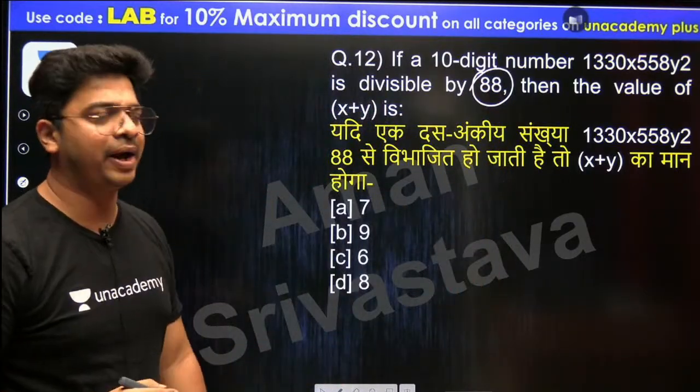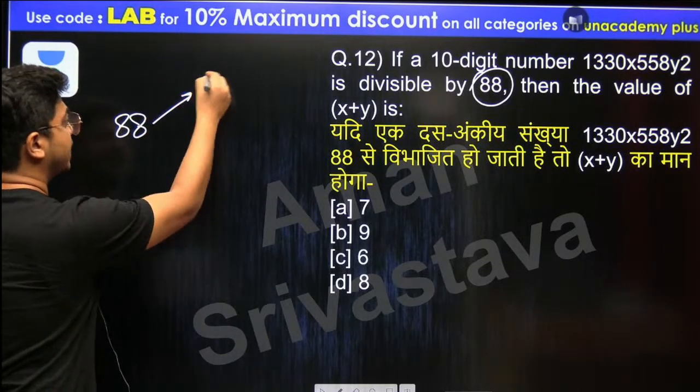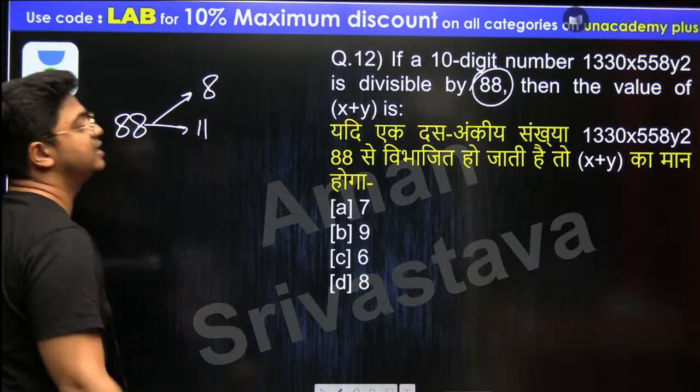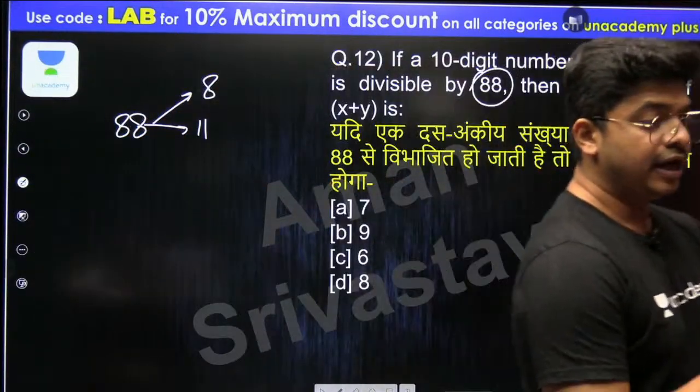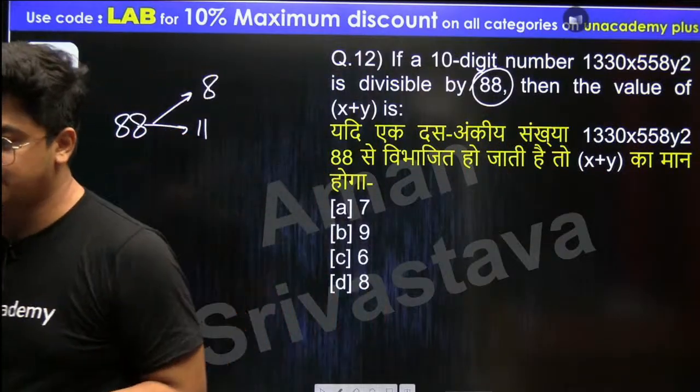Now, if you want to check the divisibility of 88, the number must be divisible by 8 as well as by 11. If a number is divisible by 88, it must be divisible by 8. At the same time, it must be divisible by 11.